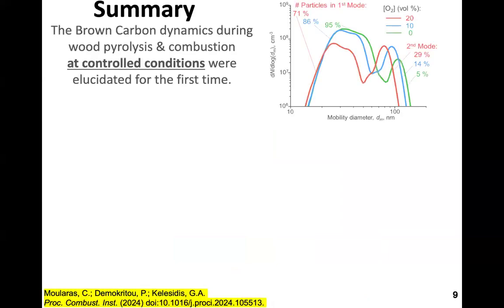And with this, I would like to come to the conclusions of this work. So here we elucidated the dynamics of brown carbon particles during wood pyrolysis and combustion at controlled temperature and oxygen conditions for the first time to the best of our knowledge. That way we showed that increasing the oxygen concentration in the nitrogen atmosphere of our reactor enhances the oxidation of the small brown carbon particles, and it reduces their number concentration and mobility diameter.